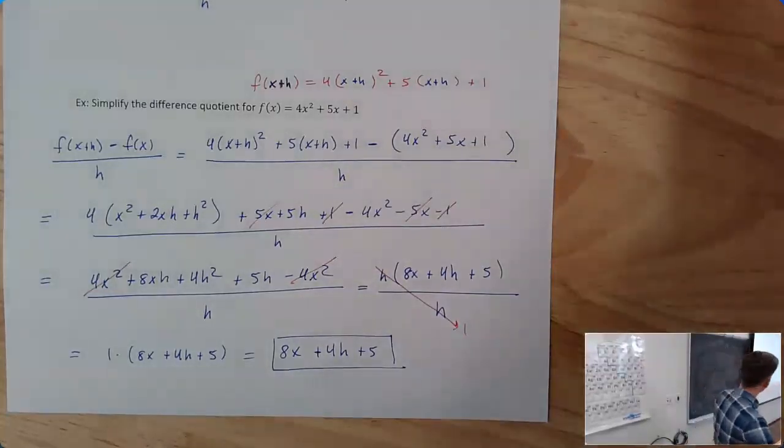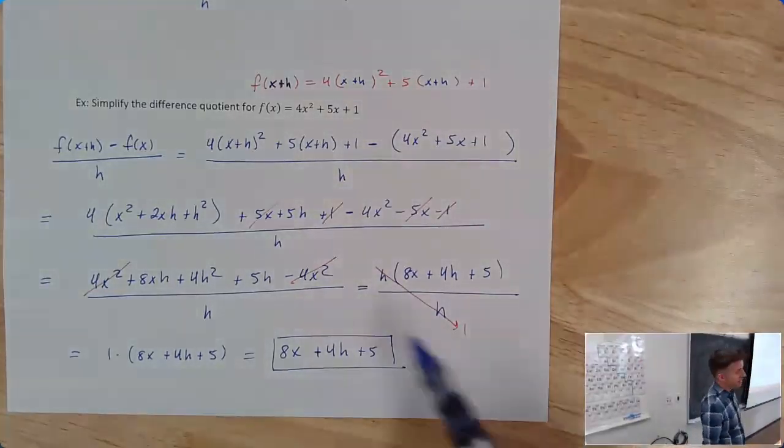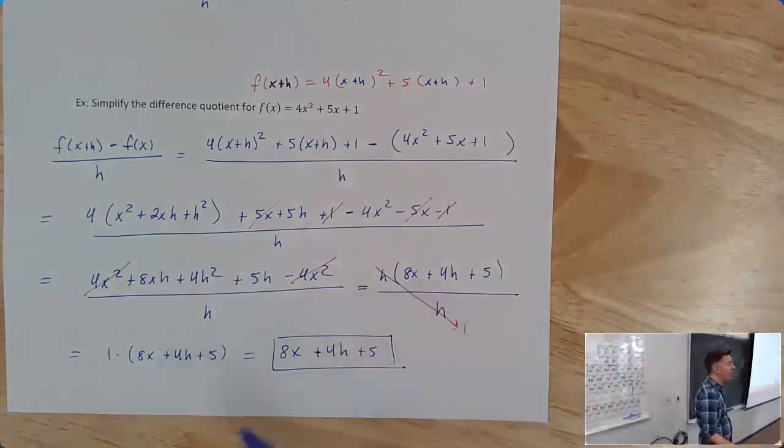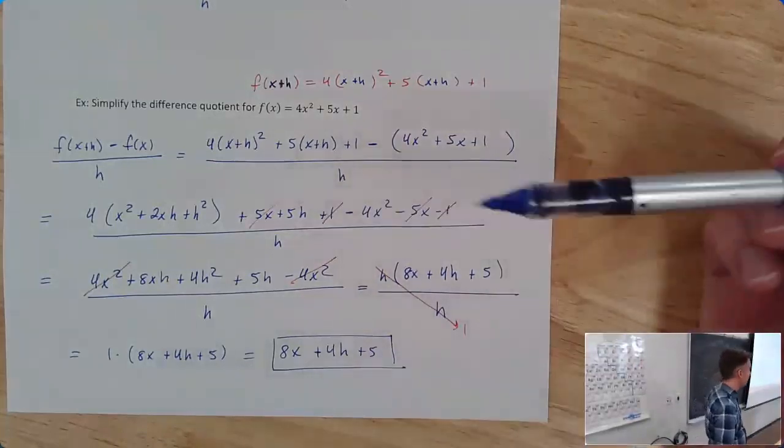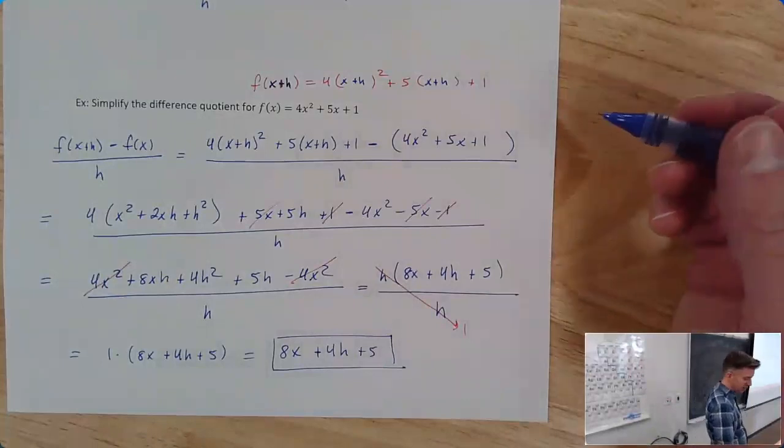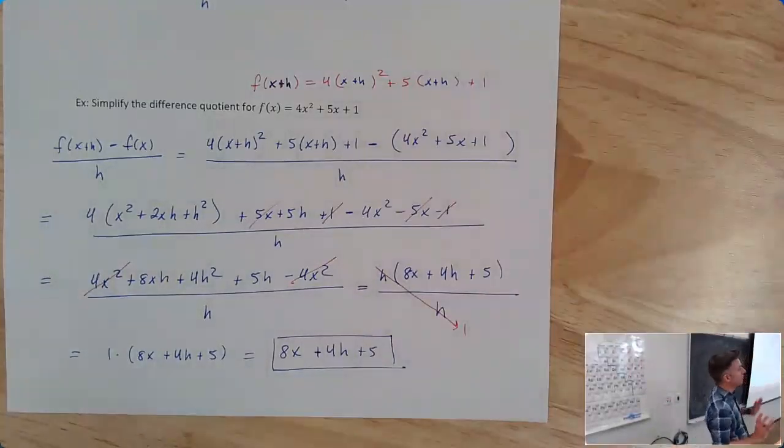Later on, when you take calculus, you'll then take the limit of this as h approaches 0, and you'll see that the derivative of 4x squared plus 5x plus 1 is equal to 8x plus 5. But that's a story for next quarter. So if all those words I said don't make any sense to you, that's totally fine. They shouldn't necessarily make any sense to you yet. Okay.